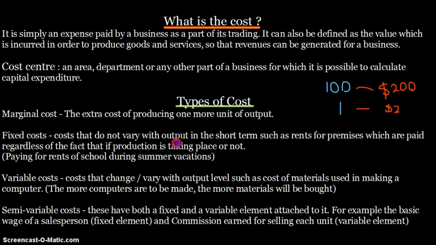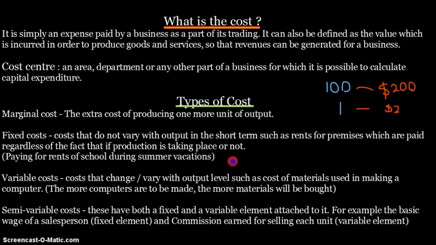Fixed costs are basically costs that do not vary with output in the short term, such as rents for premises, which are paid regardless of whether production is taking place or not. So the rent for premises is a very good example that you can give for a fixed cost if the examiner asks you to define fixed cost and give some example. Another example could be paying rent for a school during summer vacations.